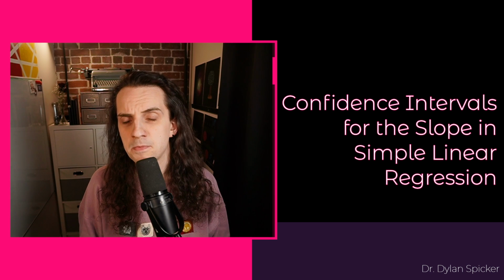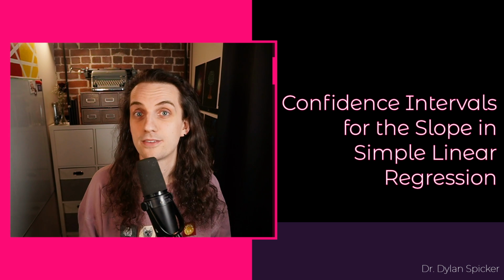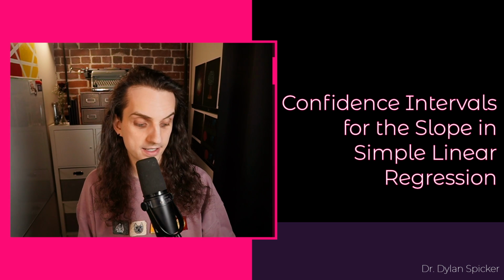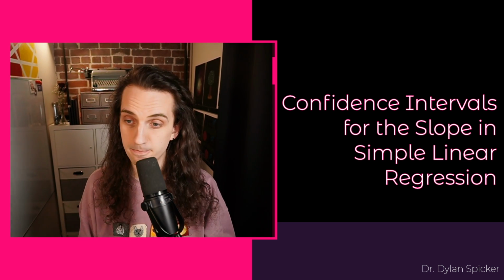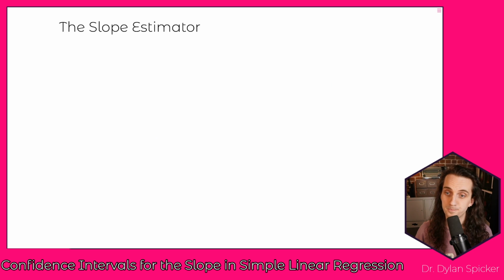these two variables. But in order for us to think about confidence intervals for the slope parameter estimator, we have to think about the sampling distribution and how we can use that to quantify the uncertainty within that estimator. Now, because the slope estimator has a normal sampling distribution, we're going to be able to use t-based confidence intervals, and standard t-based confidence intervals at that, in order to fit a confidence interval for the regression parameter.